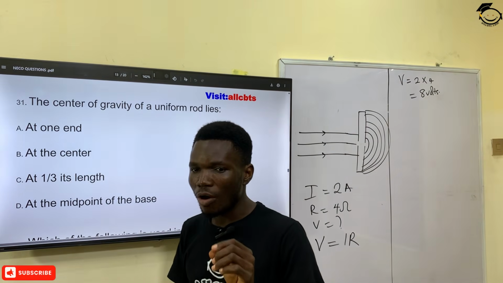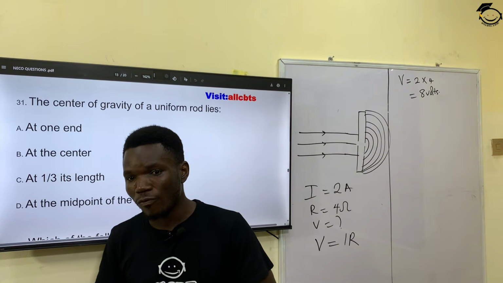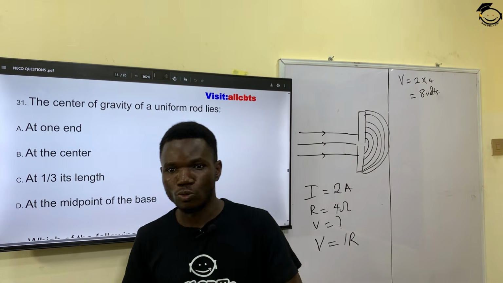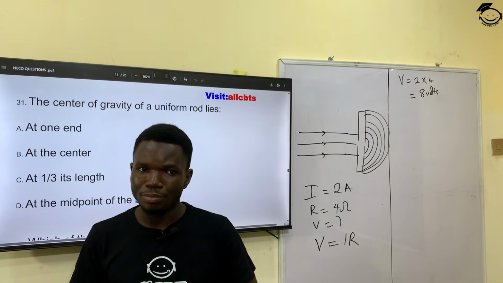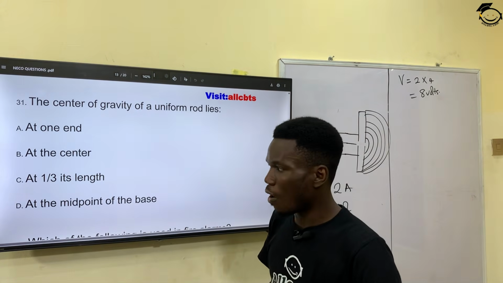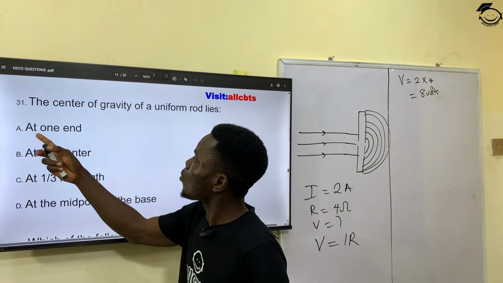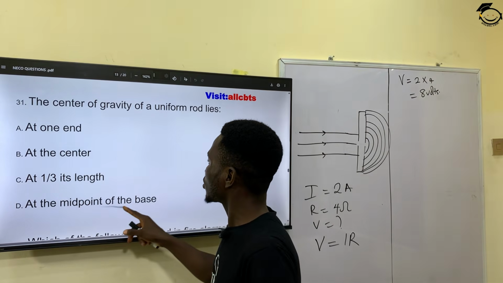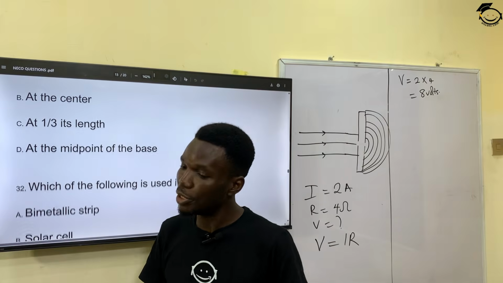Which says the center of gravity of a uniform rod lies dash. The center of gravity of a uniform rod lies dash. Now, this question is based on equilibrium of forces. And whenever you have a uniform object, uniform rod, uniform meter rule, the center of gravity is always at the midpoint of that particular object. So the center of gravity of a uniform rod is at the center of the rod, or the midpoint of the rod. So the options are at one end, wrong, at the center, at 1/3 its length, at the midpoint of the base, wrong, is at the center. So the correct answer to this question is option B.